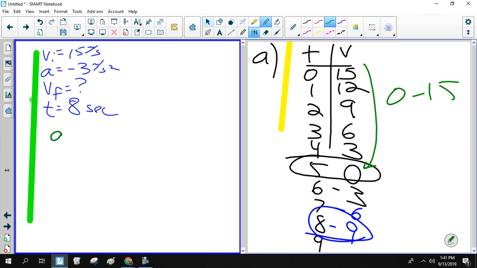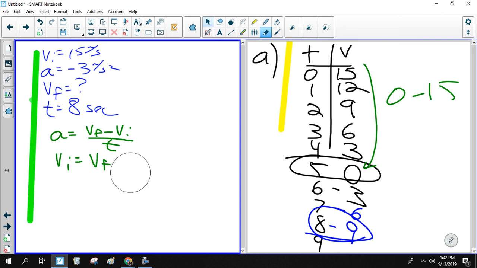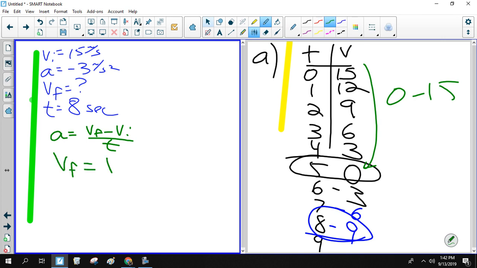So we know that acceleration is Vf minus Vi over t, right? And we're trying to find Vf. So let's rearrange this equation for Vf. Multiply by t and add Vi. So Vf equals Vi plus a times t. Everybody okay that these two equations are the same thing? This is another one that we're going to use all the time.